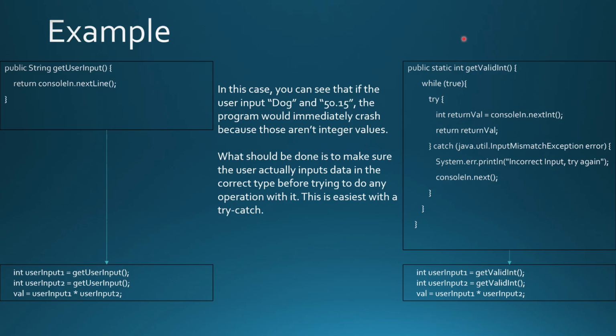So it should be done like this. As you can see, I've got a public static getValidInt over here that returns an integer value. And all this does is keep probing the user to try to get a correct value type. And then this won't error out because you have the correct value types.